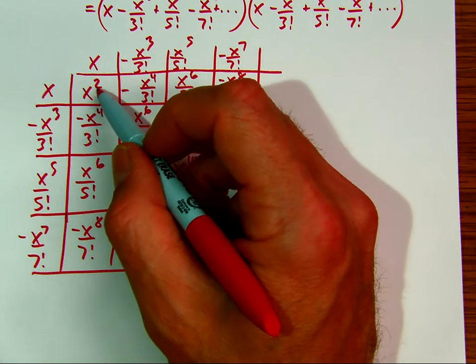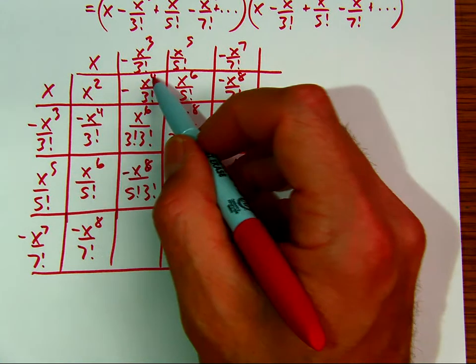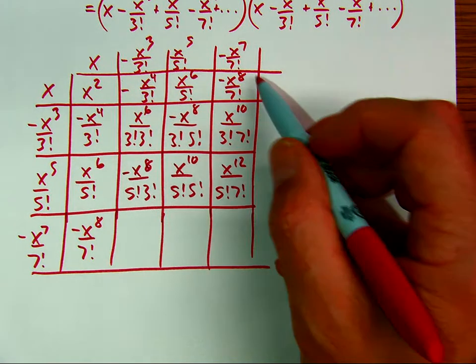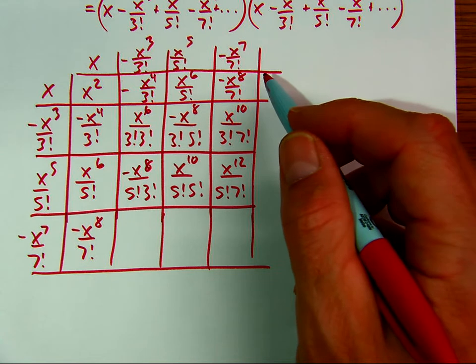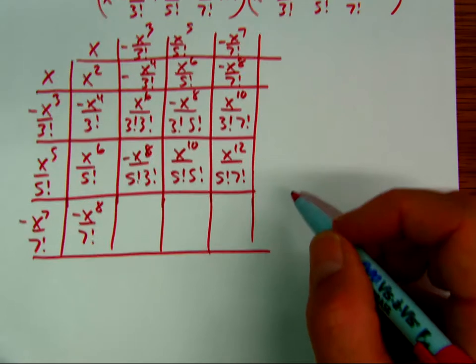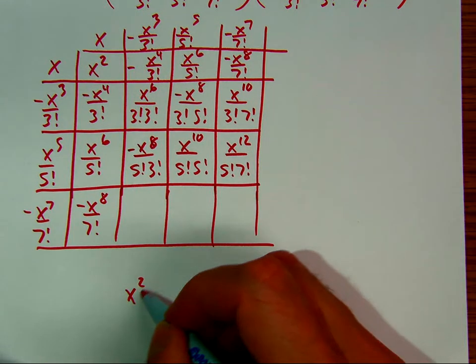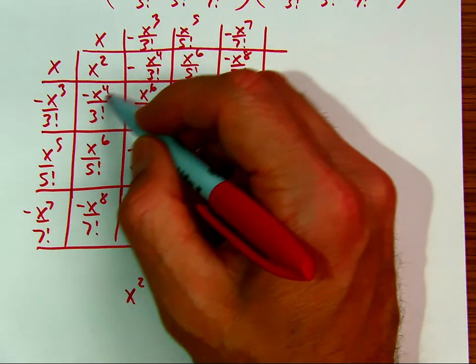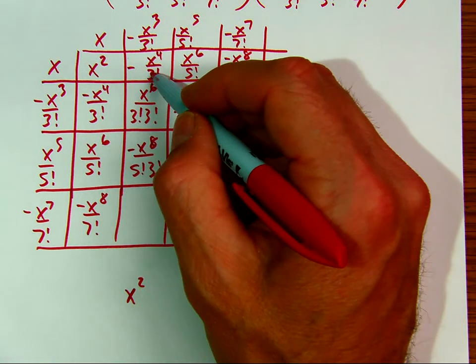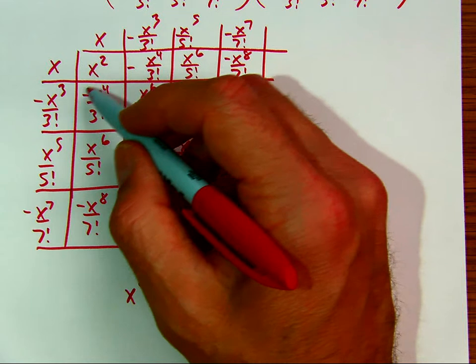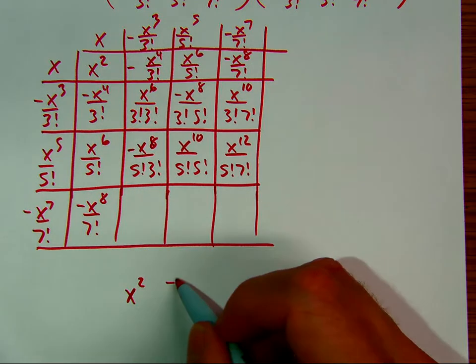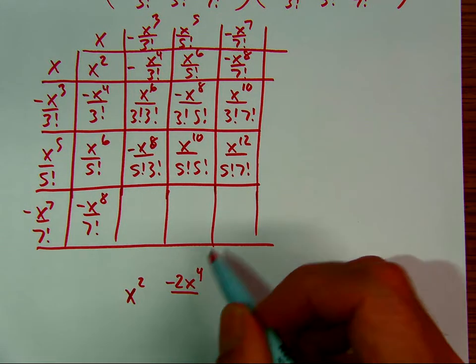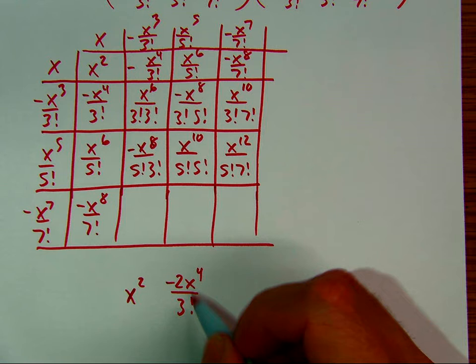We have x squared, and these are x to the 4th, and we have all these x to the 6th and x to the 8th. So we write x to the 2nd. And then when we add all of these together, we have 3 factorial as the denominator, and we're going to get negative 1 plus negative 1 is negative 2x to the 4th over 3 factorial.